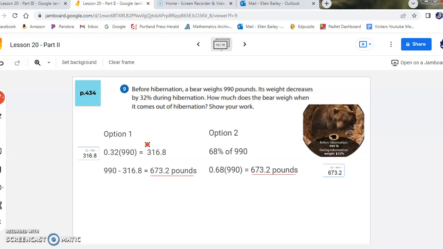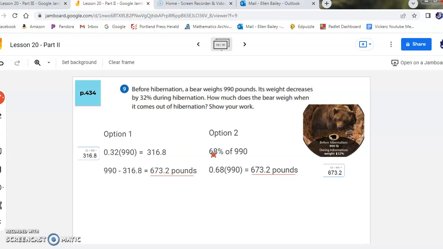That means that's how much the bear loses during hibernation. So then I just took the original weight, 990, subtracted 316.8, and I got that this bear weighs 673.2 pounds. All right, this one, option 2, note I got the same answer.